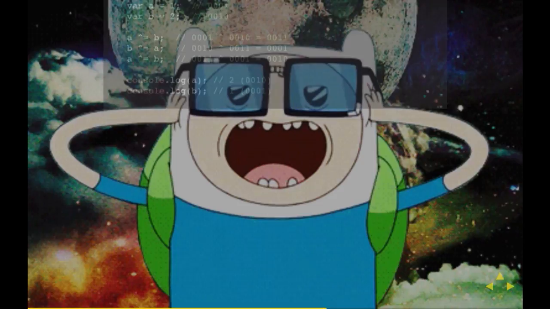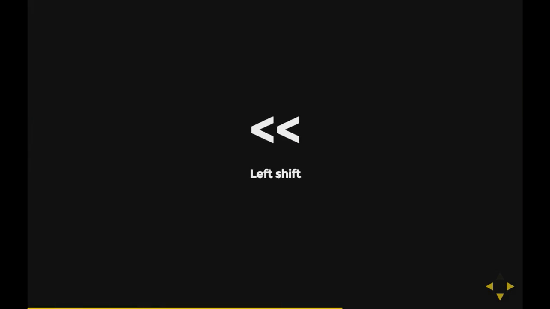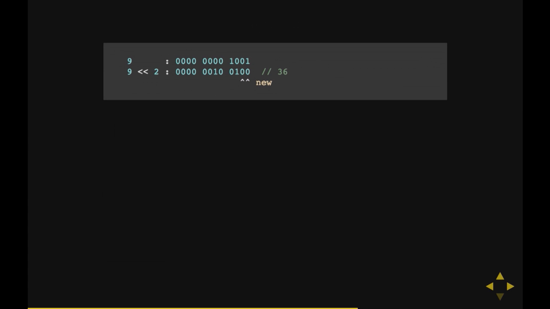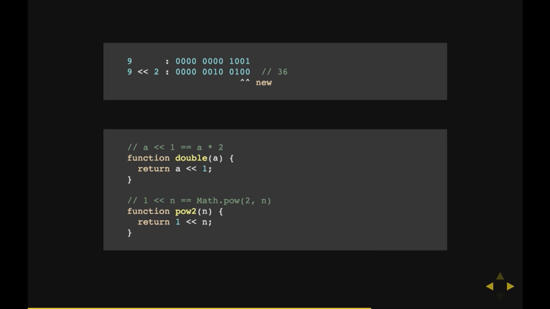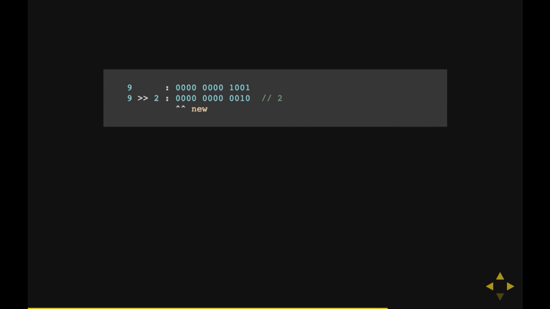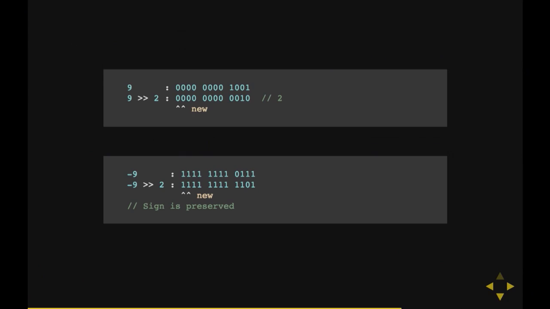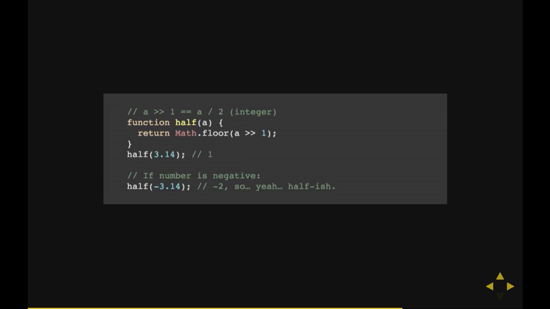Now the three shifts that we have. The left shift shifts bits to the left, dropping the ones that got carried out, and putting zeros on the right, which basically means we can double numbers just by shifting one bit. We have the right shift, which is sign propagating. What does that mean? If you have a positive number, the sign bit is zero, so you get zeros pushed in. If you have a negative number, you're pushing ones. So the sign is preserved.